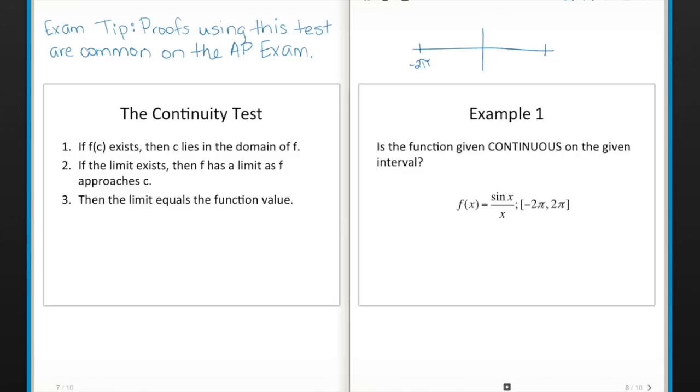Moving on to example 1: is the function continuous on the given interval? They give us f of x equals sine of x over x on the interval negative 2 pi to 2 pi. Now, go ahead and pause and take a moment and graph that picture. So hit pause now.